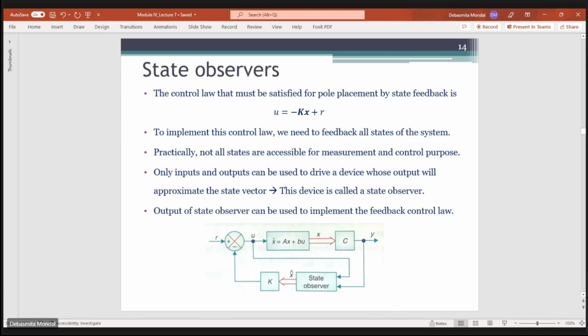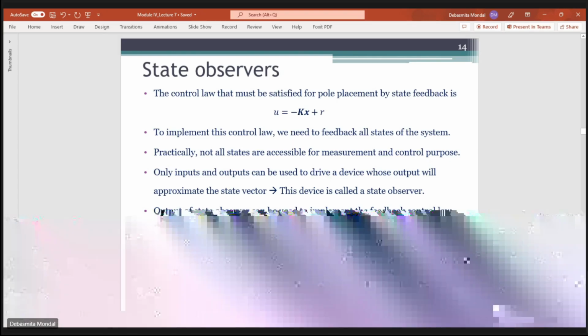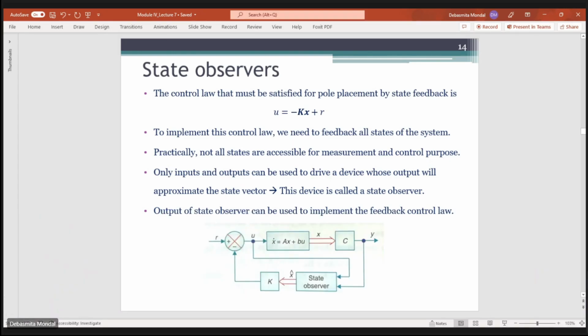Okay, so next we'll talk about something known as state observers. As I have already said, complete state feedback is not always practically feasible. If it is possible, then it's very good. But in case it is not practically feasible, then we use something known as state observers.